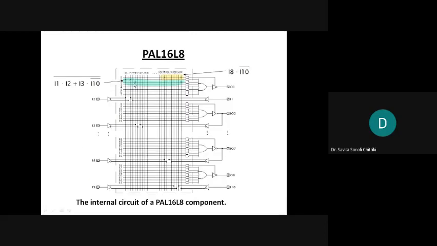I1, I2, first ones, I1, I2, then what else is there? I10 bar. I8 and I10 bar. I10 is here. Somewhere we missed this. Check the cross lines a little.